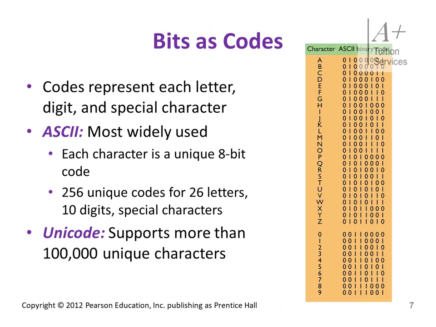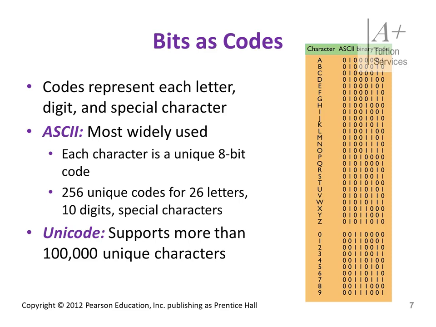Now we look at bits as codes. A code represents each letter, digit, and special character. ASCII is most widely used. Each character is a unique 8-bit code. For example, the letter A, as you can see on your right, the code under the ASCII language will be 01000001. So every time you type the letter A, that code will come up for the computer to understand. Again, you cannot see these codes, but they are there.